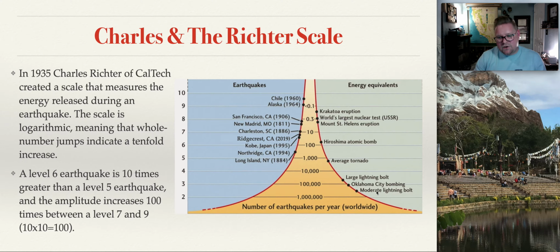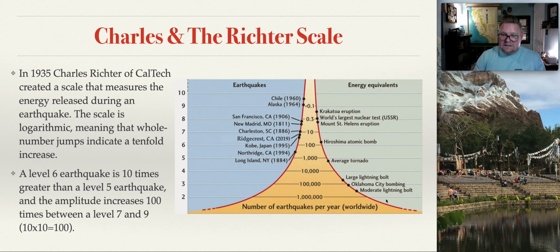But look at the energy equivalent. So you have a moderate lightning bolt. 4.5 to 5.0 is an average tornado. Looking at a 6.0, the energy equivalency is the same as the atomic bomb in Hiroshima. Looking at a 7.8, we're looking at the Mount St. Helens eruption, or an 8.0, the world's largest nuclear test in the USSR, or Krakatoa.